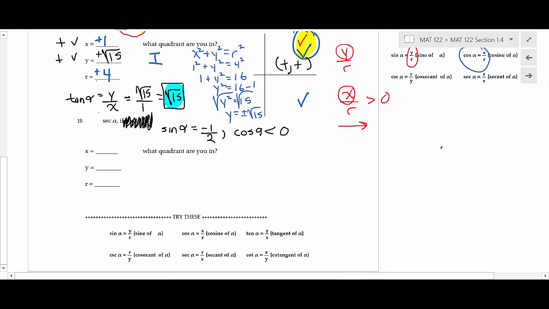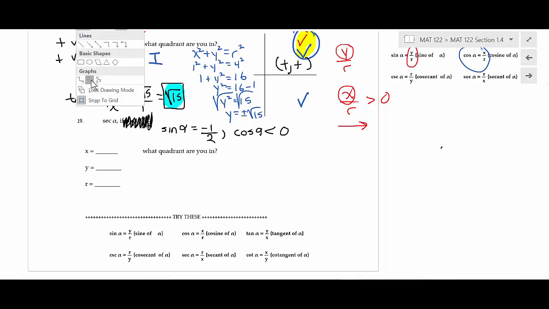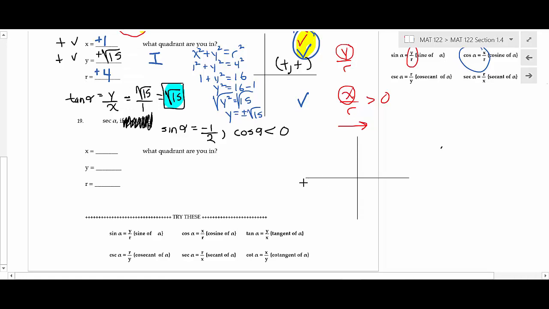One of the first things you want to do is just figure out what quadrant you're in. So we're going to draw a diagram. Notice that I'm giving you a negative sine. The sine is negative down below because the sine's y over r, and y is negative down below. So that means in this problem, you're either going to be in 3 or 4. I've also given you the cosine is negative. Well, the cosine's x over r, so it's negative to the left.